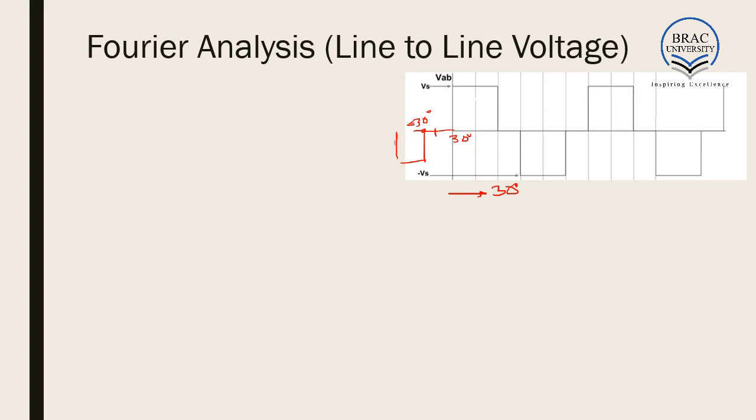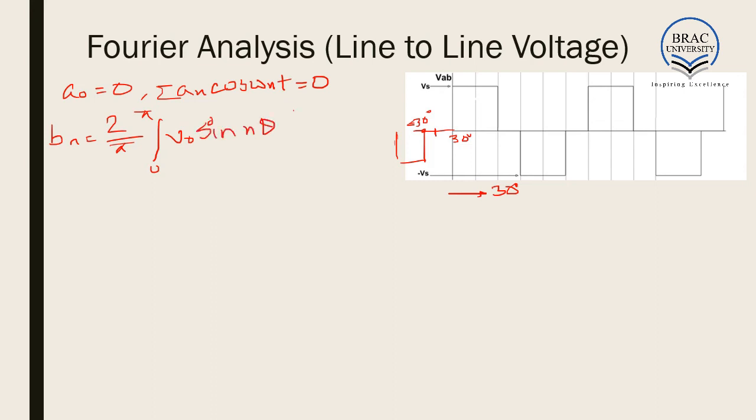So for the calculation, we are going to shift it by 30 degree. As a result, when we are considering VAB, our A0 will be 0 because this is purely AC, and the summation of An cos omega nt is equal to 0 because we have made it antisymmetric. The only factor that will be effective is the Bn factor. We have found Bn is equal to 2 by pi integration from 0 to pi of the output times sine n theta d theta.